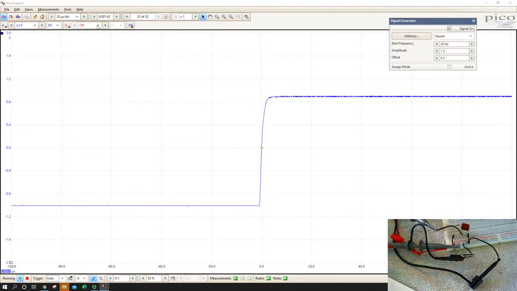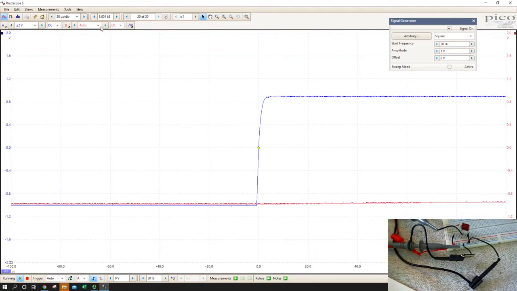But what we really want is that V sub C signal. So for that, we are already measuring it, but we're not displaying the measurement. So we're going to go ahead and turn that signal on. We're going to use the same plot. Make sure that we're measuring on the same scale, and I'm going to do some scale adjustments here.